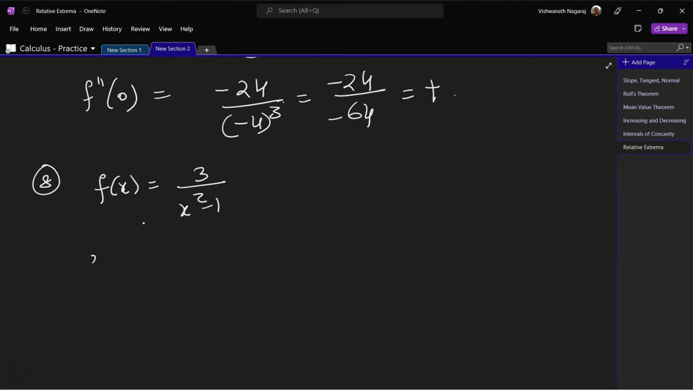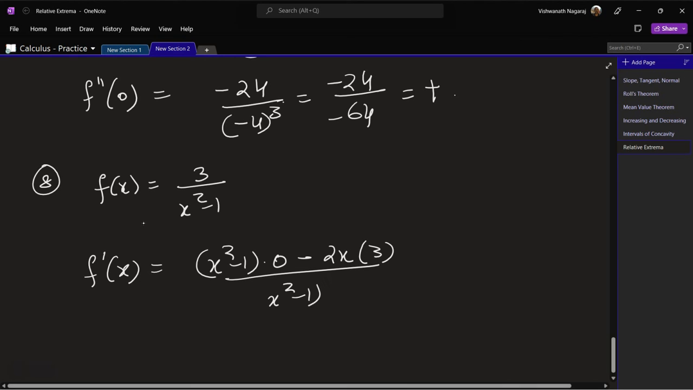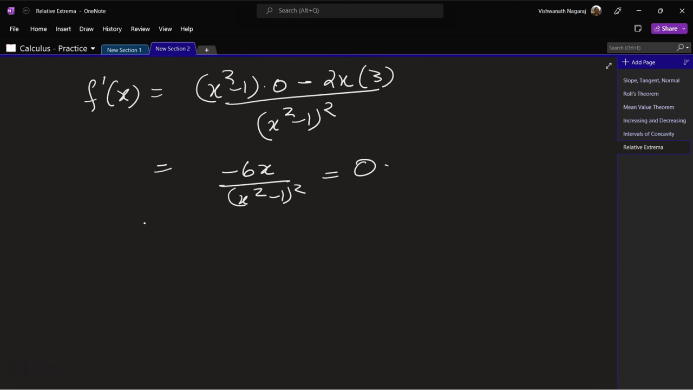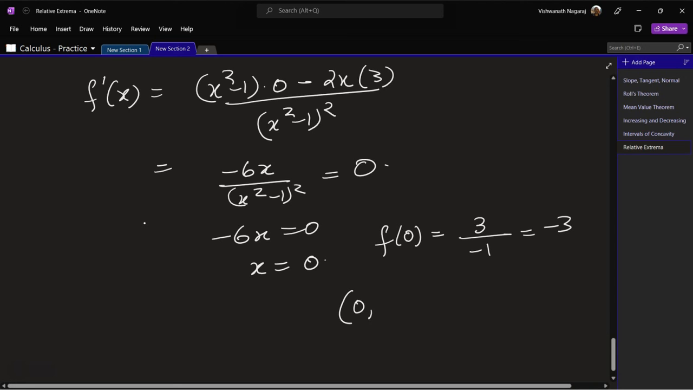Okay. Eighth one, f of x is equal to 3 by x square minus 1. Okay. f prime of x is equal to, again let's differentiate it, x square minus 1 times 0 minus 2x times 3, by x square minus 1 whole square, which is equal to minus 6x divided by x square minus 1 whole square. And if we equate it to 0, we get minus 6x equal to 0, that means x equal to 0. And f of 0 is equal to 3 by x square minus 1, so 0 square minus 1, which is minus 3. So therefore, our point of interest is 0 comma minus 3.